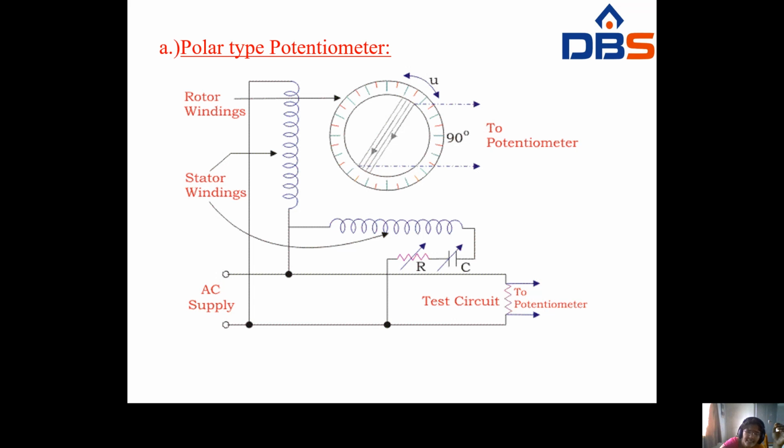This is the construction of a polar type potentiometer. This is a rotor circuit, and these two are the stator windings. These are connected to one variable resistor and one variable capacitor. The rotor has a dial polar type scale, so this potentiometer is also called a dial-type potentiometer. This scale shows the phase angle, and it is connected to the potentiometer to test the circuit. So it has a stator and a rotor.